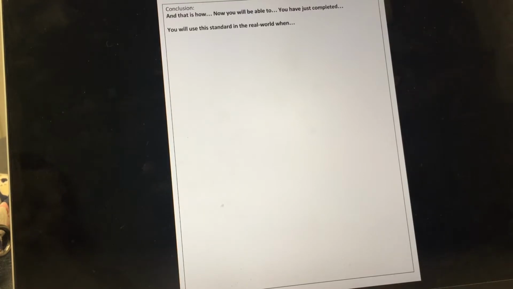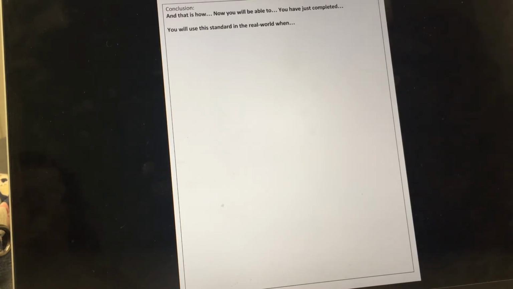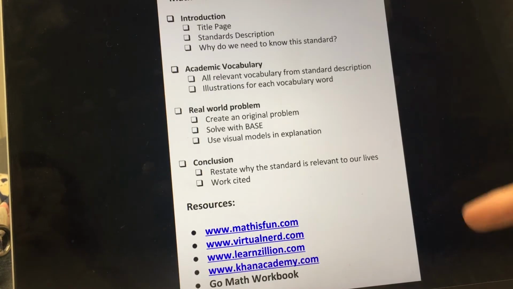And then we just restate what we did throughout this whole video, and one of the important things we do is explain how we'll use this standard in the real world problem, basically restating what we did on the previous page. And then here, when we're all done, we check if we did everything. This is how we ensure we get a good grade. In case we miss something, we check it off, like, oh, I missed this, let's go back and fix it.